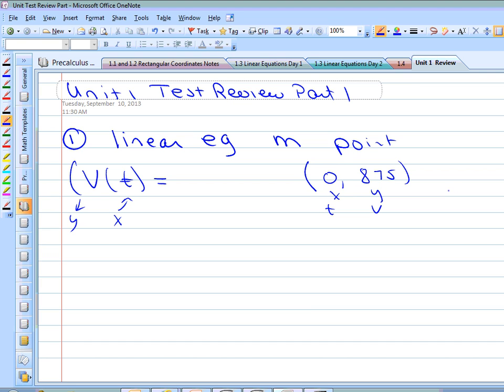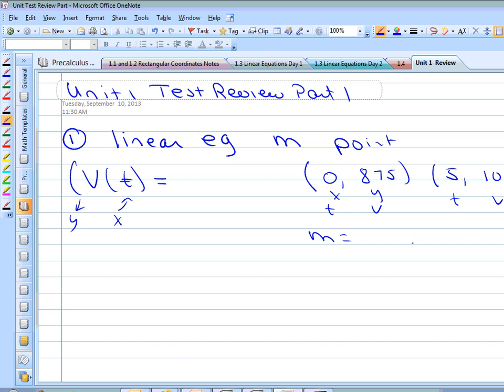Next thing we're going to do, we know after 5 years we're going to replace the oven, and it's going to be worth $100 in scrap metal. So after 5 years we will be worth $100. So again, our time and our value. Alright, we can use those 2 ordered pairs to find a slope.